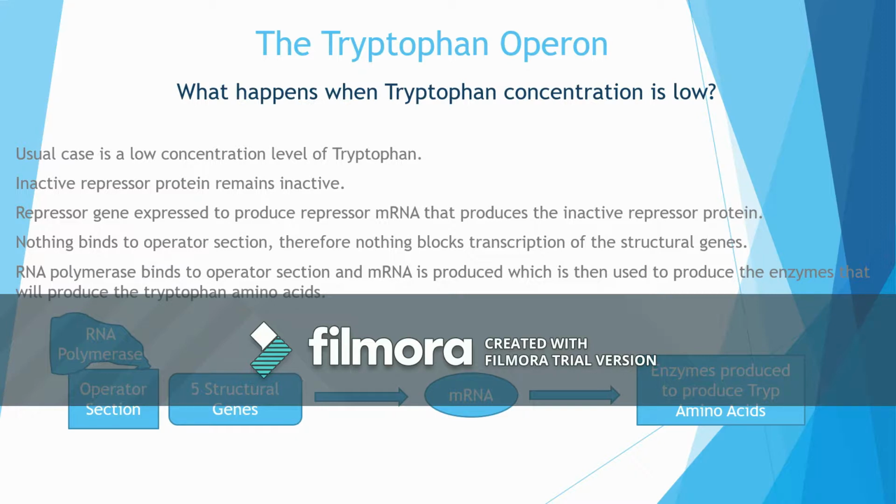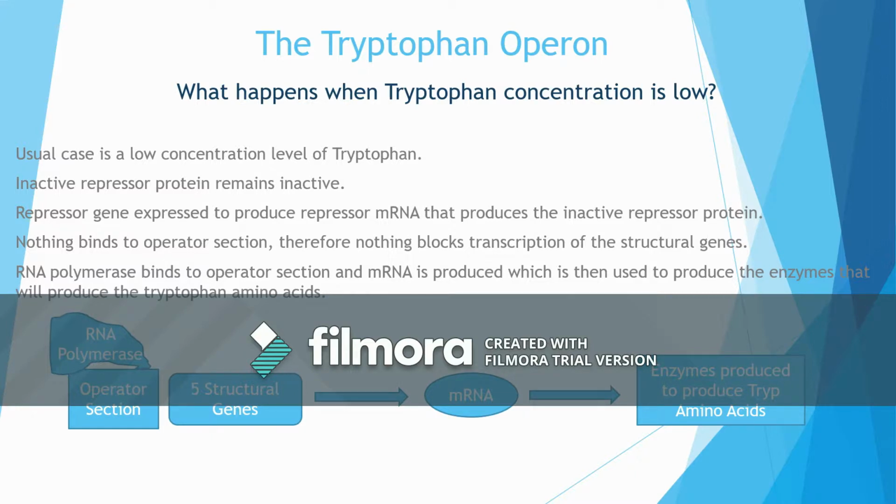Therefore, the inactive repressor protein remains inactive because there isn't enough tryptophan to bind to it and activate it. The repressor gene is expressed to produce repressor mRNA that produces the inactive repressor protein. Nothing binds to the operator section, therefore nothing blocks transcription of the 5 structural genes.